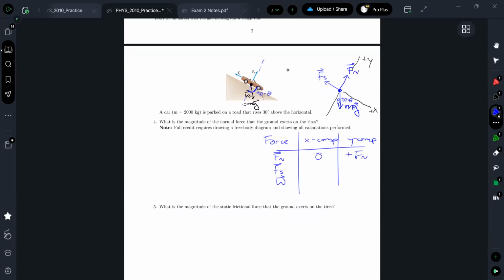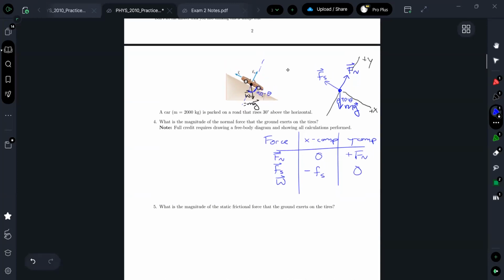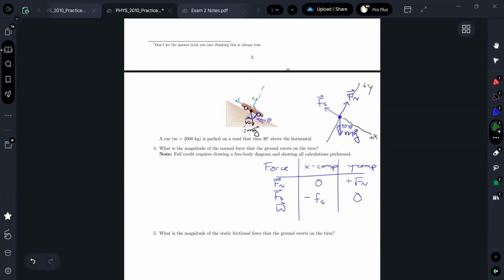Fs, static friction, is purely along the x-axis. It points in the negative x direction, so it's that size. And Fs has no y component, so that's 0. Okay, weight, I need to break it into components, so I need to come back to my free body diagram and draw in components. I'll say how much it goes along the y-axis, how much it goes along the x.